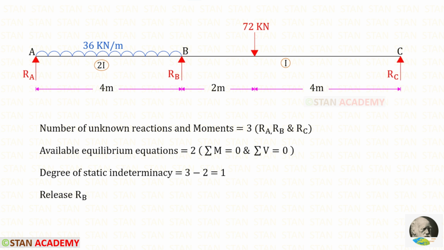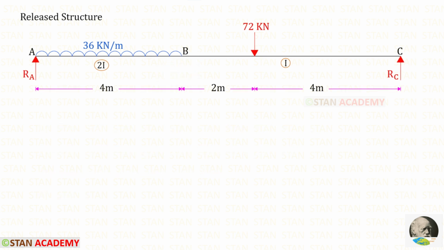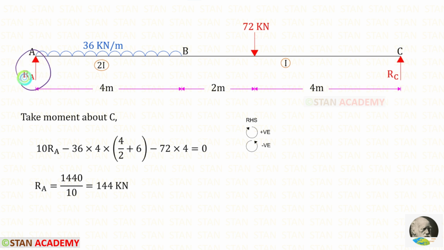From this beam, let us release RB. You can see that from the point P, I have removed RB. Now this is a simply supported beam. This beam is called a released structure. To find RA, let us take a moment about C. In this case, we have to follow the right hand side rule. Clockwise will be positive and anti-clockwise will be negative.